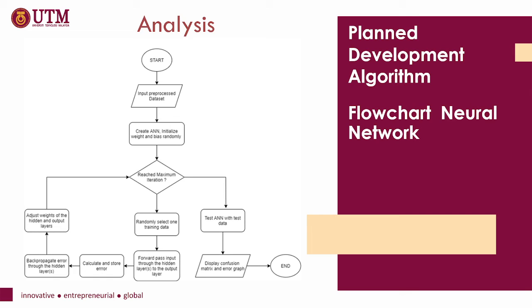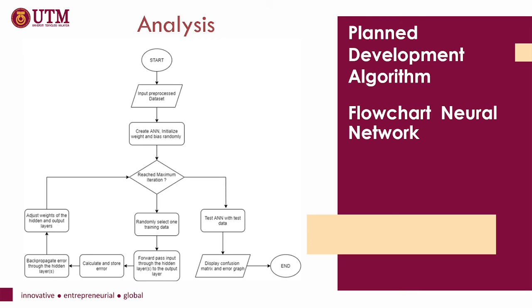So we can see if it's reached the maximum iteration, it will say yes and will continue to test the ANN with the test data and display the confusion matrix and the error graph, and that's the end. But if it doesn't have a maximum iteration, it will say no and will continue and will try.